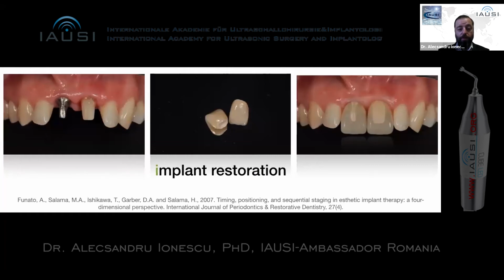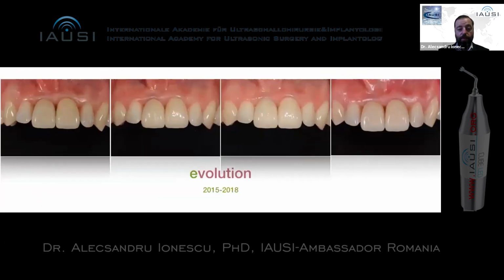The crowns on the tissue level implants in the aesthetic zone are cemented, and you can see it's a similar approach to the natural dentition. So we cement the crowns and we respect the 5mm distance from the contact points to the papilla, from the implant to the neighboring teeth, and also from the natural dentition to the neighboring dentition. So this is the evolution.